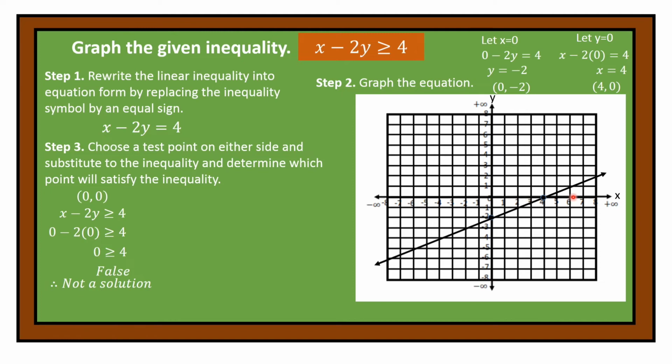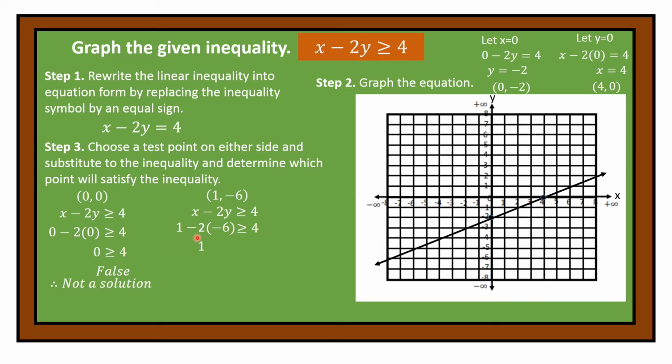So, ngayon naman, kumuha tayo dito sa kabilang half plane. So, example, we have 1, negative 6. So, itest natin itong point na to. So, substitute natin ang ating ordered pairs sa x minus 2y is greater than or equal to 4. So, ang 1 para sa x at ang negative 6 naman para sa y. So, we have here 1 minus 2 times negative 6 is greater than or equal to 4.